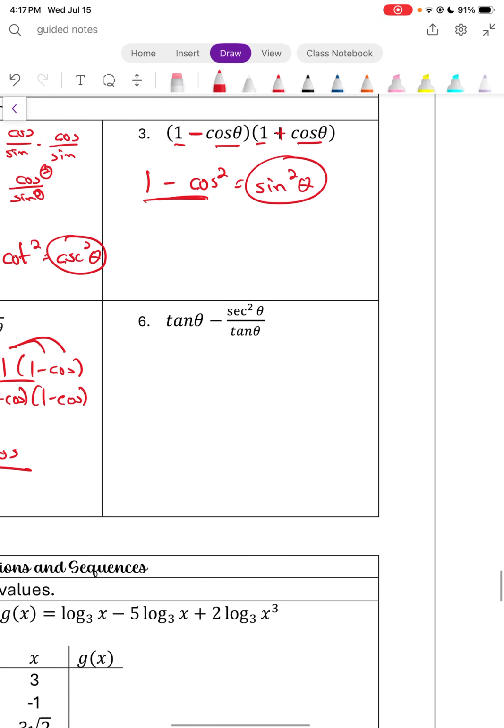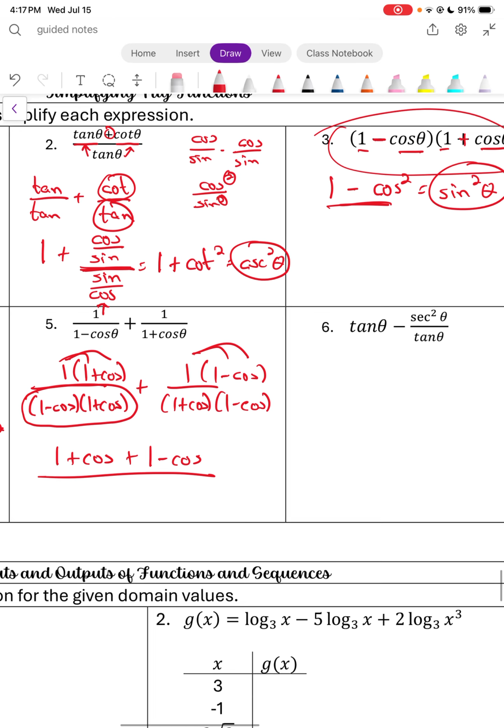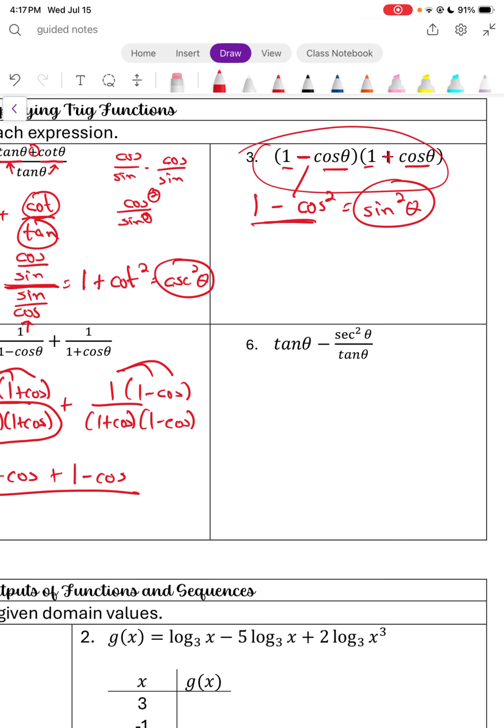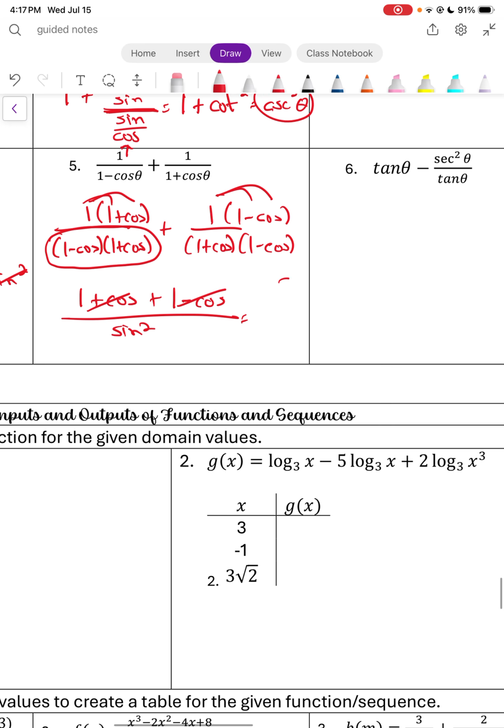And you see that we actually have this exact same issue up here in number 3. We already know what that's equal to. Instead of going through these steps that I went through on number 3, I'm just going to go ahead and put the bottom is equal to sine squared. Plus cosine minus cosine cancels. You're left with 2 over sine squared.